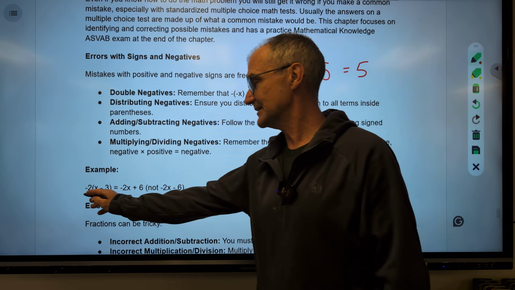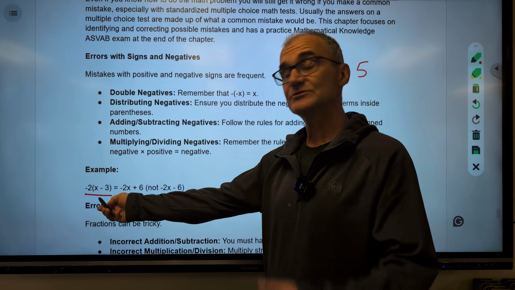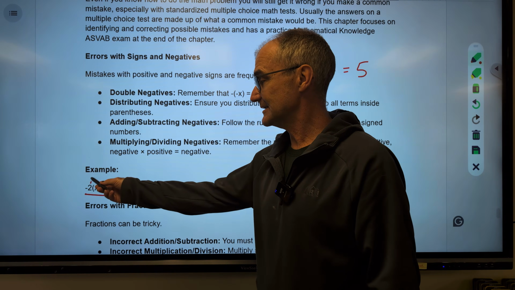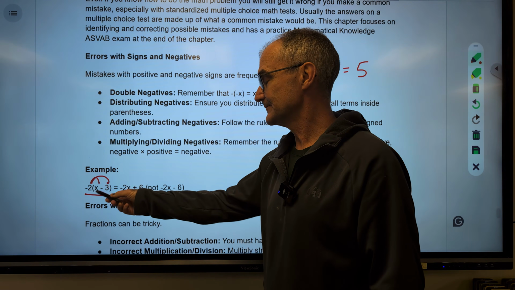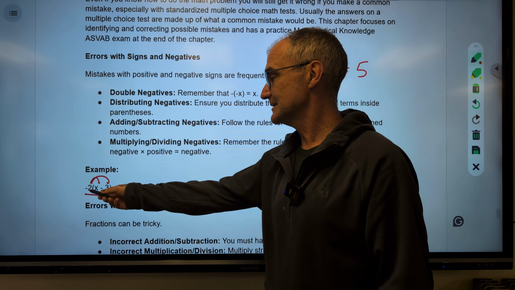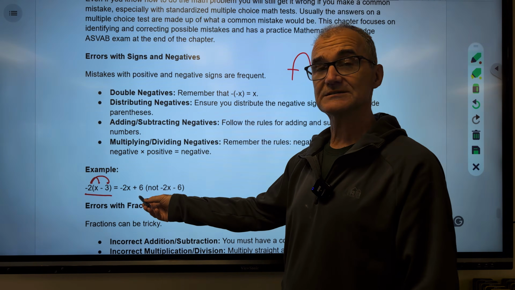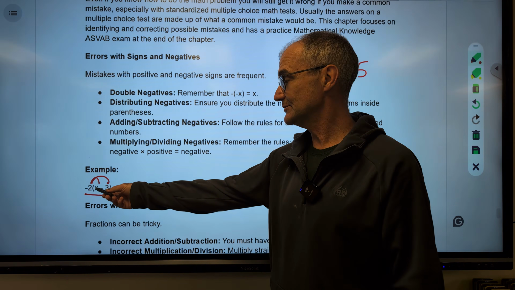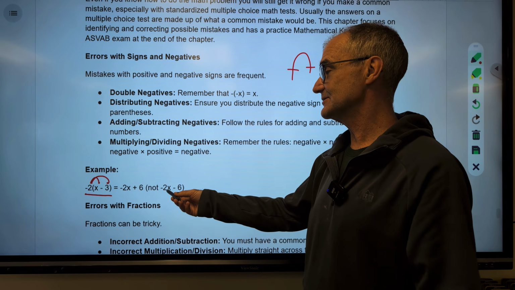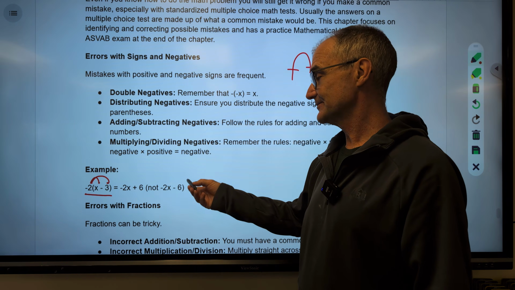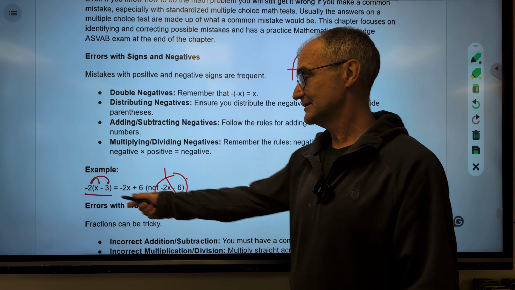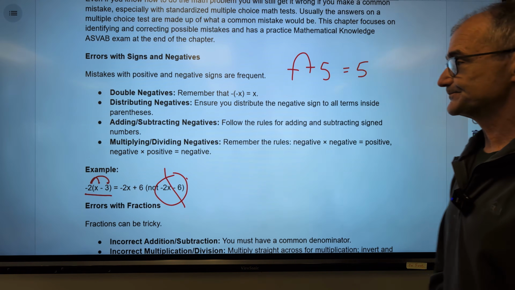So if I have negative 2 times the whole quantity, x minus 3, I have to distribute that negative 2 through the whole quantity. So that would be negative 2x, negative times negative would be plus 6. The common mistake would be distributing that negative 2 only through the x and getting negative 2x minus 6. That would be one of the answers on a multiple choice test, and that one is wrong. Distribute through the whole quantity.